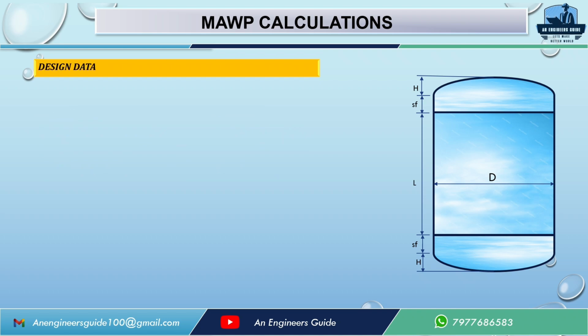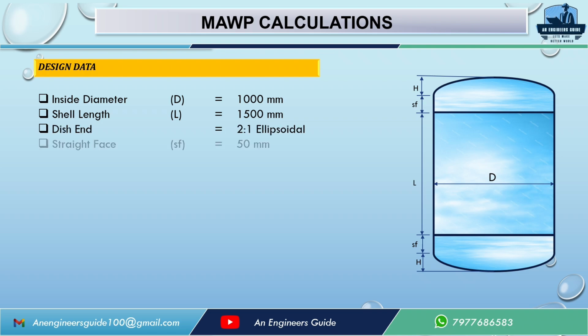Now let's take note of the dimensional specification essential for MAWP calculations. Here we are considering inside diameter as 1000 mm, shell length as 1500 mm, dish type as a 2:1 ellipsoidal, straight face is 50 mm, dish inside height, which is D by 4, is equal to 250 mm.